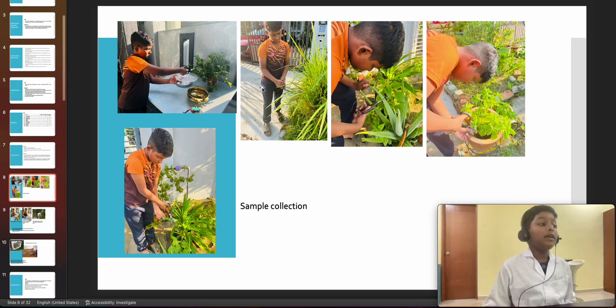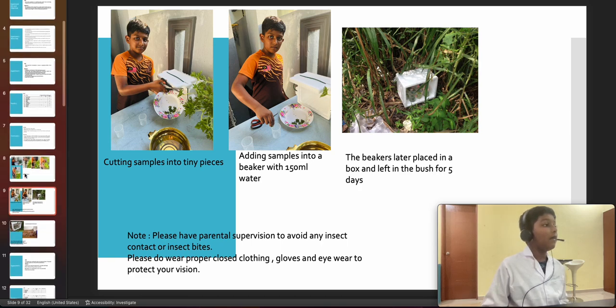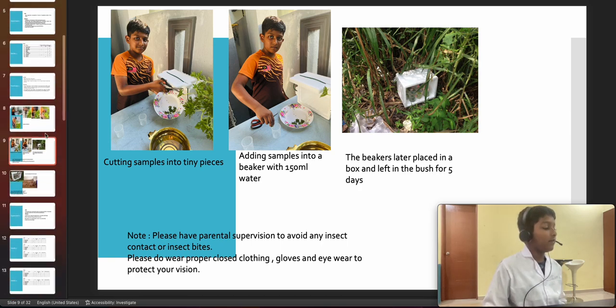This is my sample collection of leaves. This is where I am cutting samples into tiny pieces, then adding samples into a beaker with 150 ml of water. Then the beakers were later placed in a box and left in the bush for 5 days.